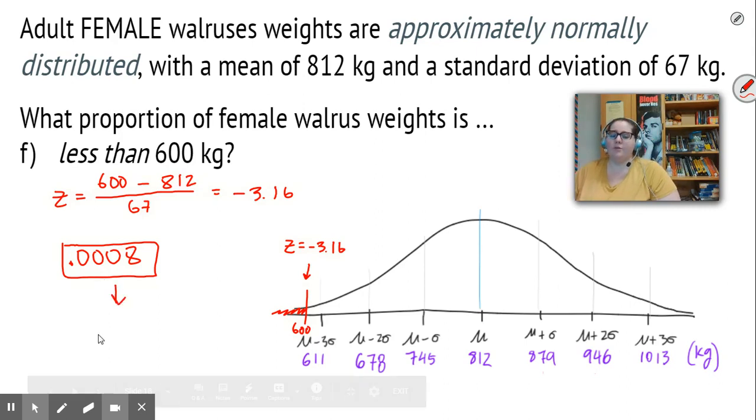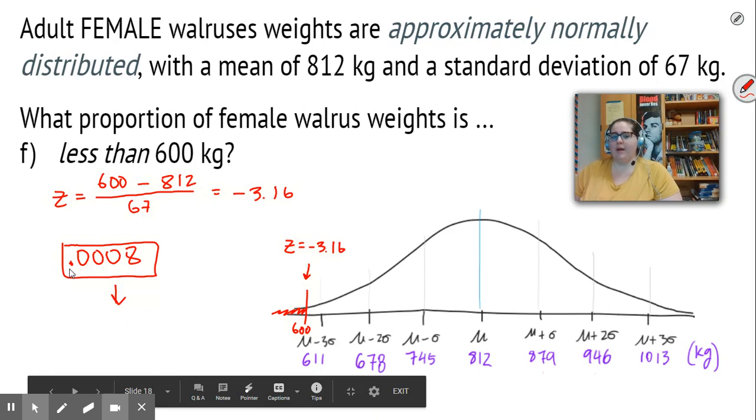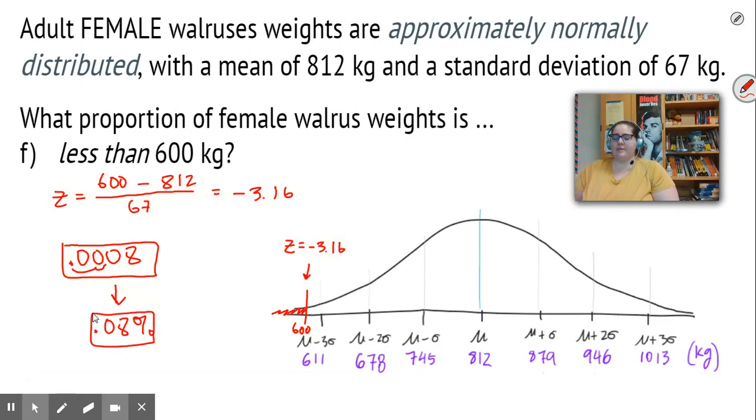Now we could convert that into a percentage by either multiplying by 100 or moving our decimal place over twice. So that would tell us there's 0.08% of walruses that weigh less than 600 kilograms. Either is appropriate right now.